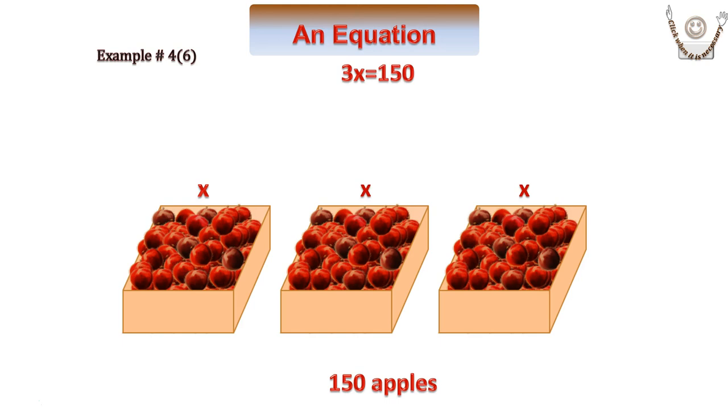Using our experience, we know that we have to divide by 3, but we have to divide both sides because we have to keep balance. And then 3 over 3 is 1, and 150 over 3 is just 50. So now we have x equals 50.